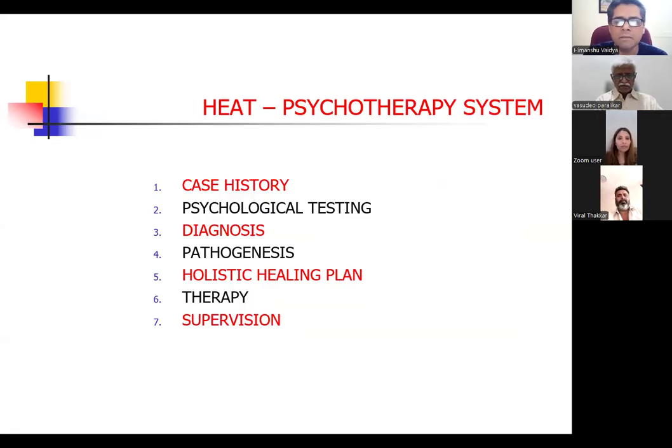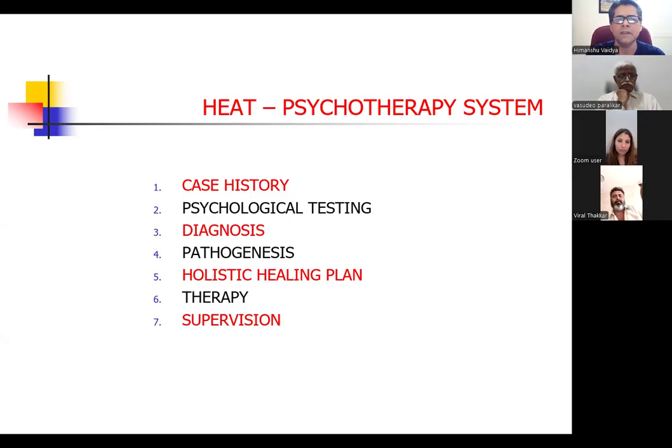So let us start with the generic psychotherapy process and the steps included in it. And once we are through with it, we can go with the case. So it's a 7-step process. Step 1 is to take case history, which is very alike in homeopathy or psychiatry or many other areas.